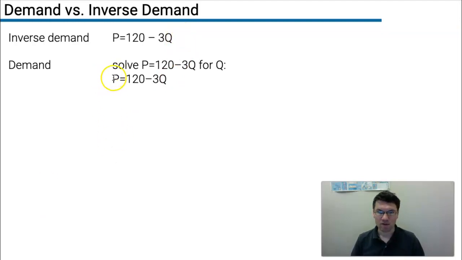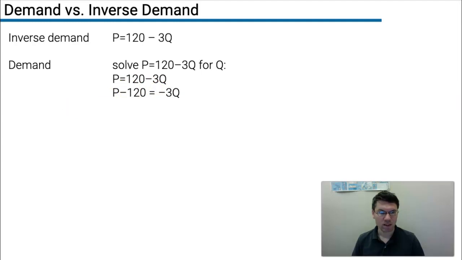So here I have this inverse demand equation. Price equals 120 minus 3 times the quantity. And so the first step is I'm going to isolate the quantity term on the right by moving 120 to the left. And so subtracting 120 from both sides of the equation gives us price minus 120 is negative 3 quantity. So move 120 to the left-hand side of the equation, changing the sign.